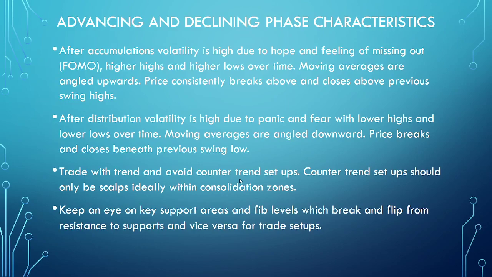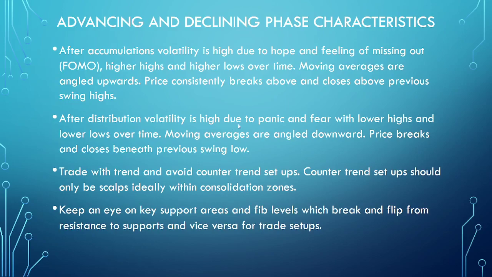So some characteristics of the advancing and declining phases, which is phase 2. After accumulations, volatility is high and due to hope and feeling of missing out, FOMO. Higher highs and higher lows over time. Now, I don't think that you should be trading with emotions. With that being said, you have to realize what the market will be having, right? A lot of the market will be having FOMO there. Like higher highs, higher lows over time. Moving averages are angled upwards. Price consistently breaks above and closes above previous swing highs.